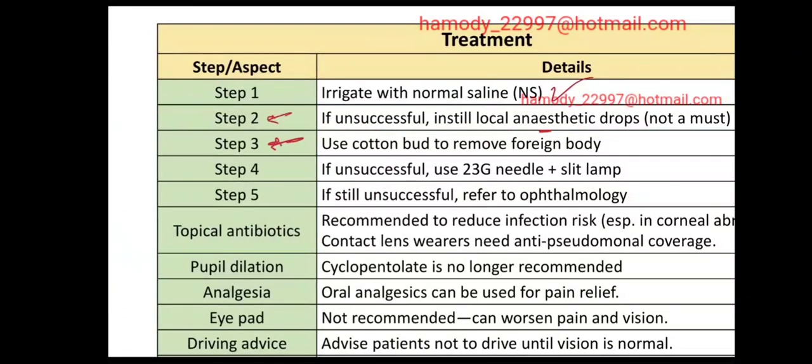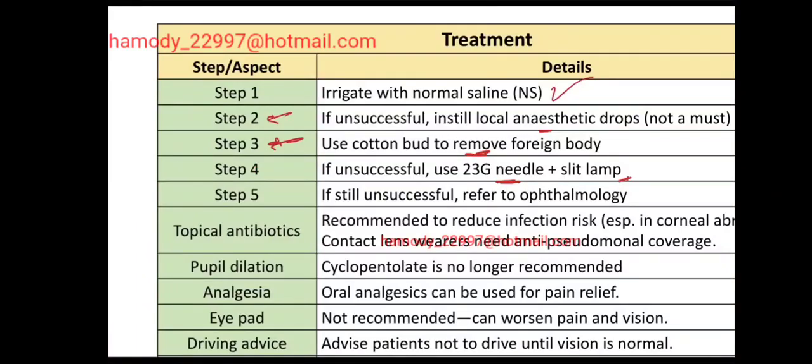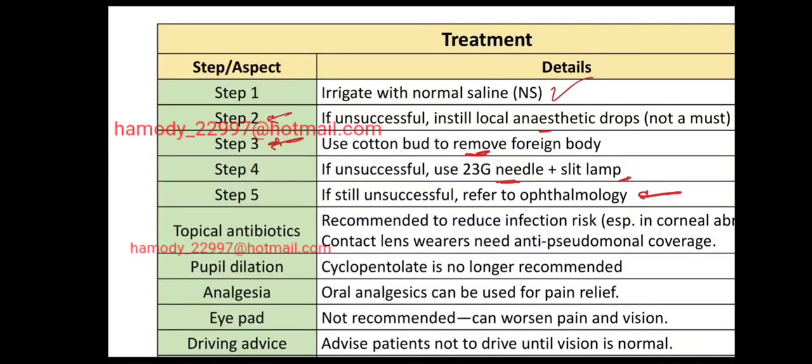Step 3, you try to remove it with a cotton bud. If that doesn't help, then you use a 23 gauge, very fine needle, along with direct visualization using a slit lamp, and try to remove it. If that is also unsuccessful, then you directly refer to the ophthalmologist.